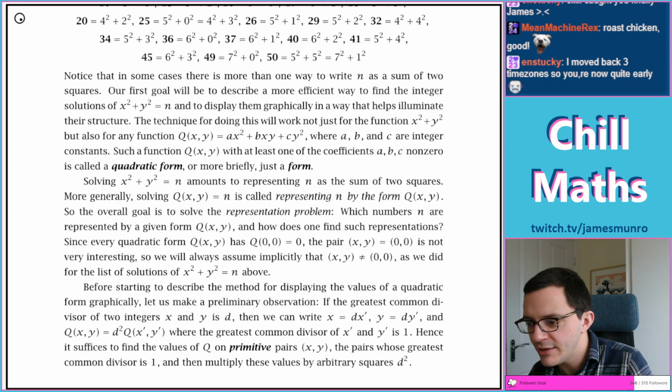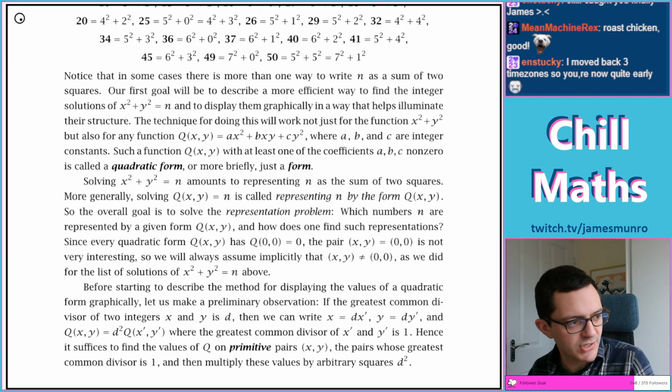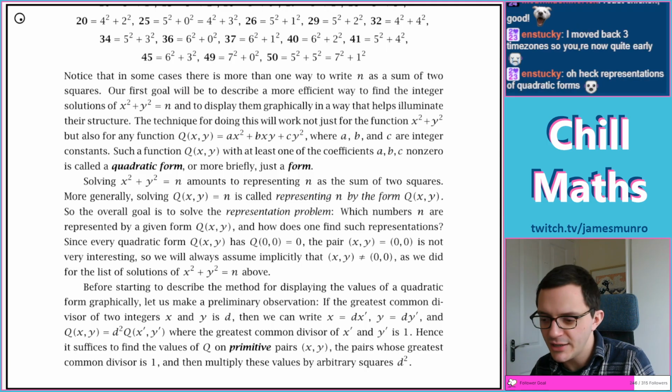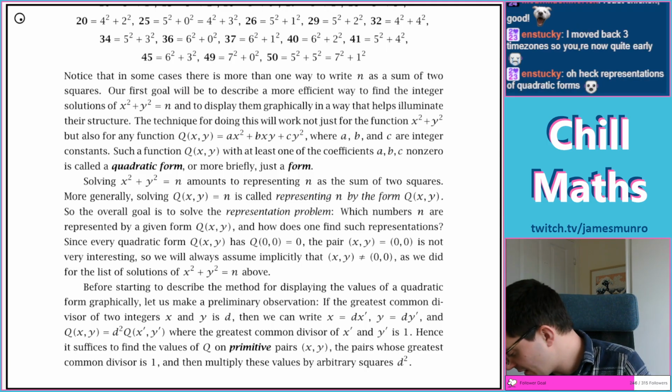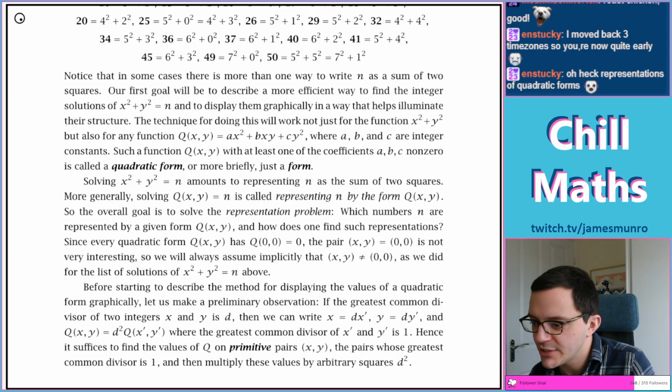Oh, hey, Unstucky, how you doing? 3 time zones, and I'm now early in the morning or something. Sorry to hear that. We had a paper by a person called Stucky on screen a while ago, talking about Gaussian primes in different regions of space. It was good.